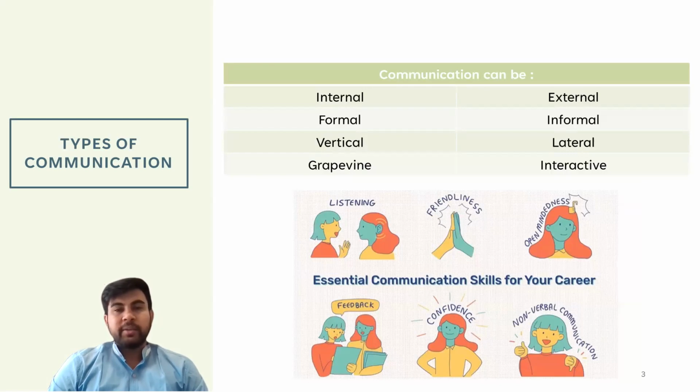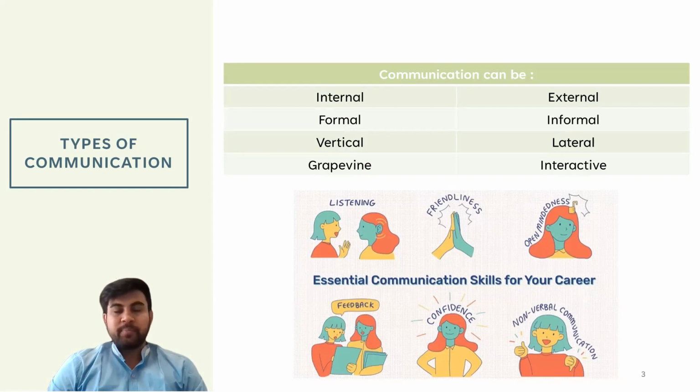So internal communication is what is within an organization. When a person is talking about the organization or about the work culture to his own employees or his set of friends in the organization or his work colleagues, it is known as internal communication. But when things go out of the organization, it is external communication, about giving some news about our organization to different organizations. It is known as external communication.